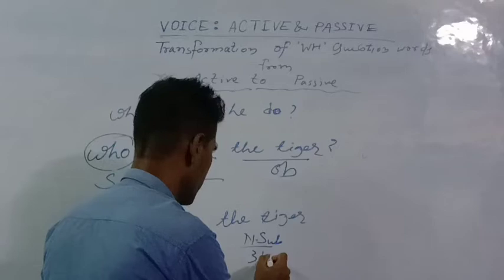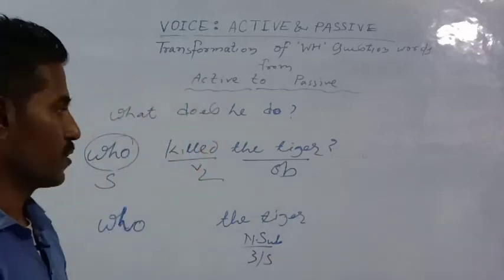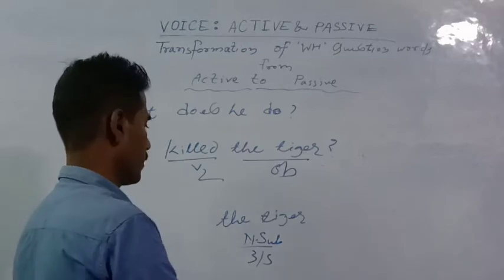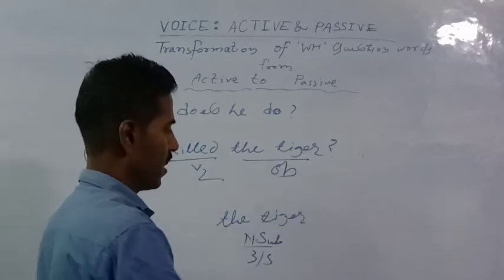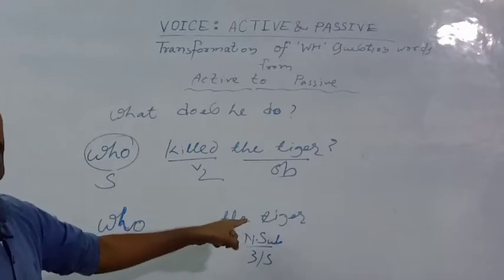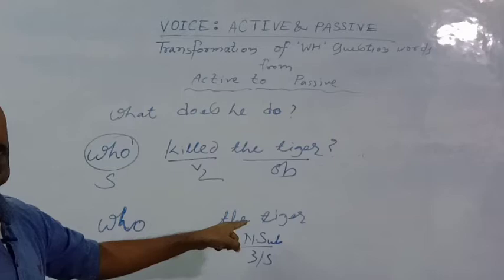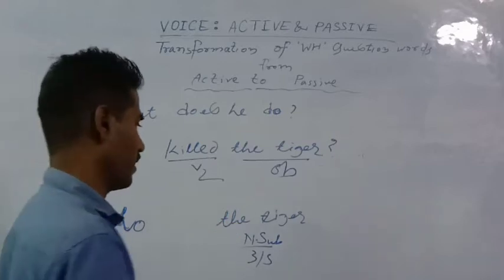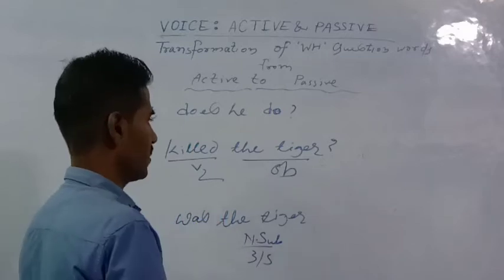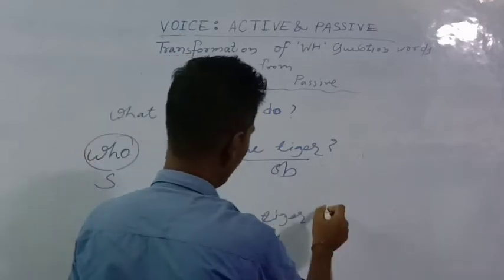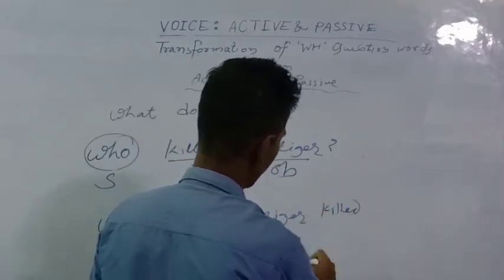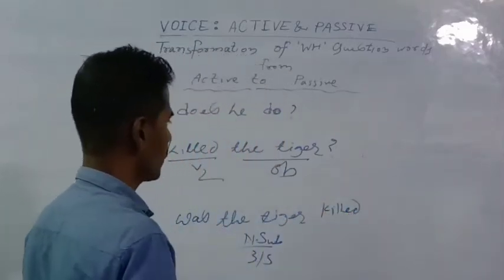New subject, it is third person singular number, so it will agree: it will be was, not were. Okay, getting me? So we have to write was, and we know in an interrogative sentence the subject is not followed by the verb, but the verb is followed by the subject. So we'll write here: who was the tiger. Then the third form, V3 of kill, will remain as killed.